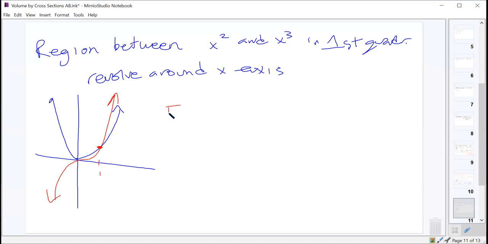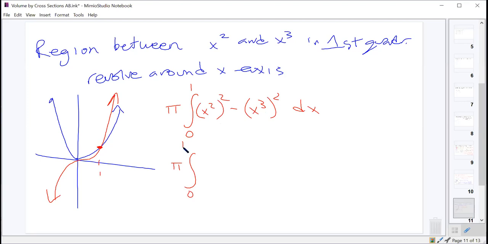So your setup hopefully should have been pi, integral 0 to 1, x squared minus x cubed squared dx. Everybody good with that? Everybody here in class good? Everybody at home in Zoom good? Yep. Wonderful. All right.